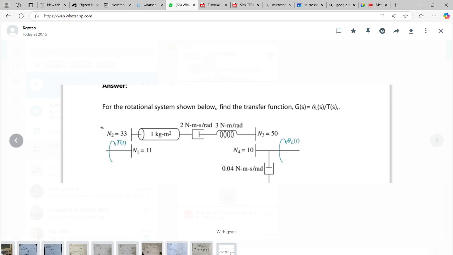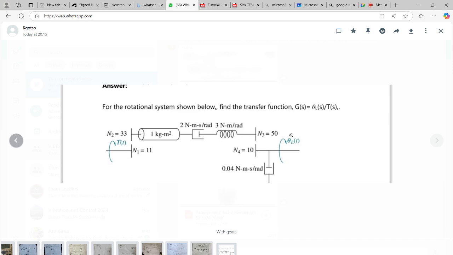Now, here we go. What's the question? The question is saying for the rotational system below, find the transfer function G of s, which is theta L of s over T of s.